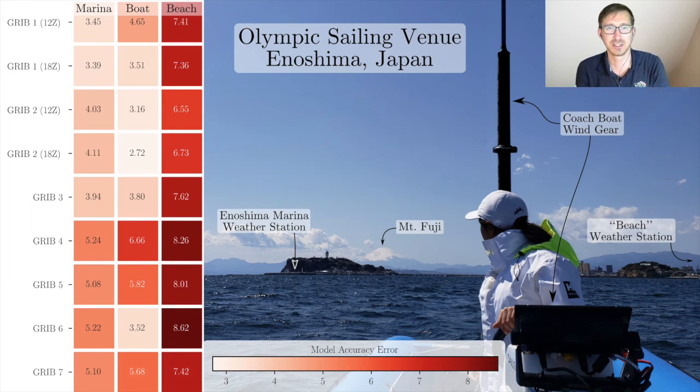Our goal was to look at which of 7 different grid file sources would give us the best predictions on the race course area. And really encouragingly, we see that grid number 2, which was our highest resolution grid source, gave us the lowest combined accuracy error relative to the data collected on the race course areas with our coach boat wind gear.